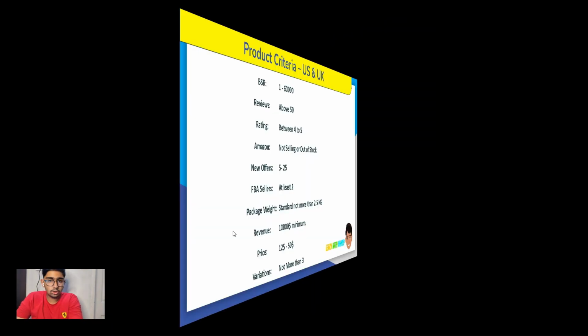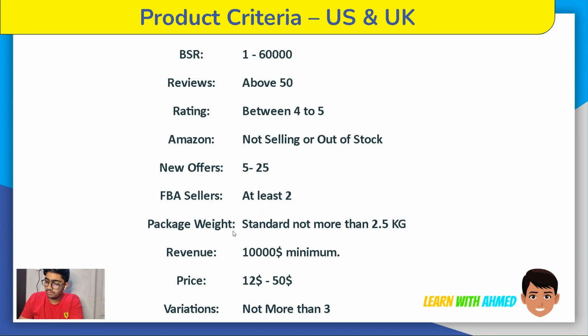So let's talk about wholesale FBA product criteria. The product criteria for US and UK is BSR 1 to 60,000. Reviews above 50, rating between 4 to 5. Amazon not selling or out of stock. New offers 5 to 25. FBA sell at least 2. Package weight standard not more than 2.5 kg. Revenue $10,000 minimum. Price $12 to $50. Variation not more than 3.